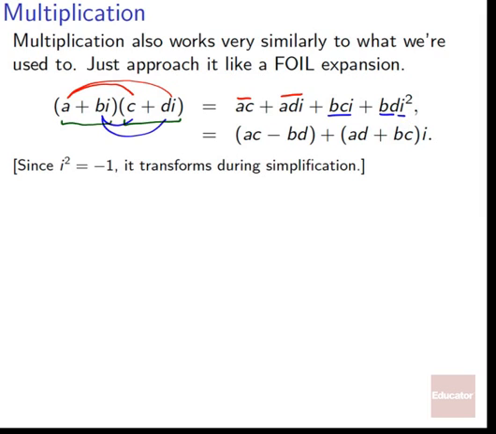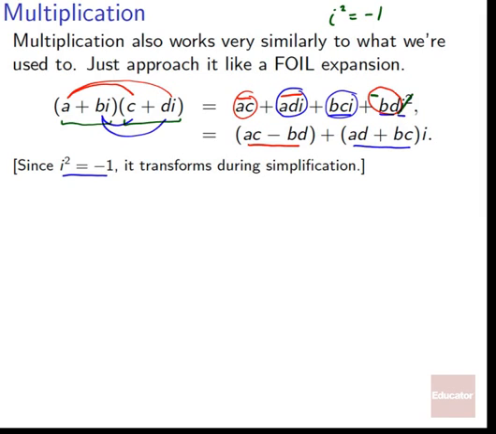Now remember, i squared equals negative 1, so when we've got this i squared here, it cancels out, and it's like we've got subtraction. So we put together our real components: BD and AC gets us AC minus BD because it was negative BD. And we've got our imaginary components, ADi and BCi, so we've got AD plus BC times i. Remember i squared equals negative 1, so it will just transform during the process of simplification.